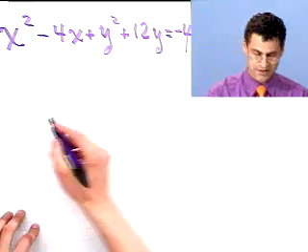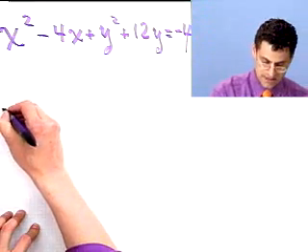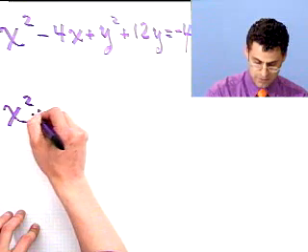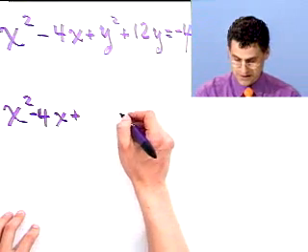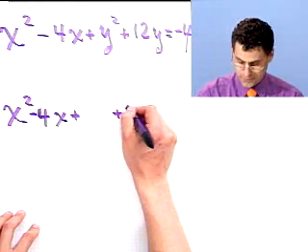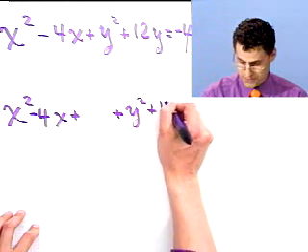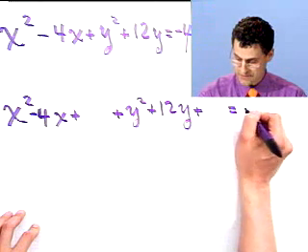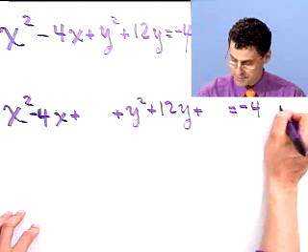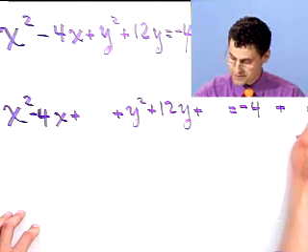OK, well, we have to do some completing the square here. So I already have the constant to the right-hand side, which is good. So what I'm going to do now is write this out as x squared, minus 4x, and then plus, and I'm going to leave a little space there. And then I've got plus y squared plus 12y plus, and I'm going to leave a little space, and then I have equals minus 4, and then a plus, and then a plus.